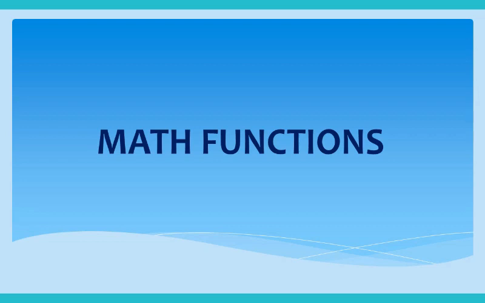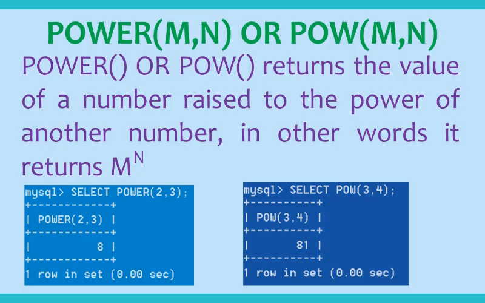Now we will start math functions. The first function is POWER(m, n), or a similar function, POW(m, n). These are two functions, power m, n or POW m, n. Both functions return the value of a number raised to the power of another number. It means, suppose we write a command power m, n. It means it will return m raised to power n.